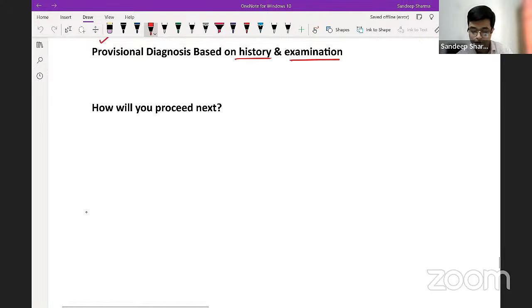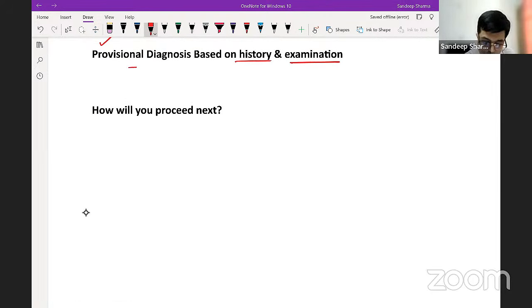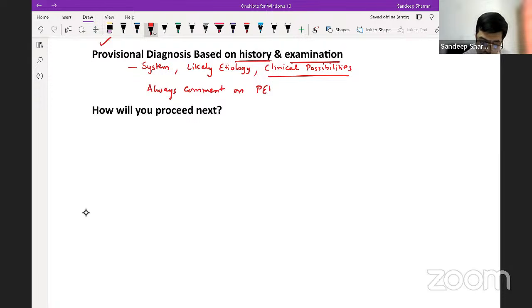Make it a point. When you mention provisional diagnosis, you mention about the system involved. You mention about the likely etiology. You mention about the clinical possibilities. What other possibilities can be there? If it is fever with rash, then multiple possibilities can be there: viral illness, this, that. You will mention those, and you will always comment on protein energy malnutrition present or not. Every case.